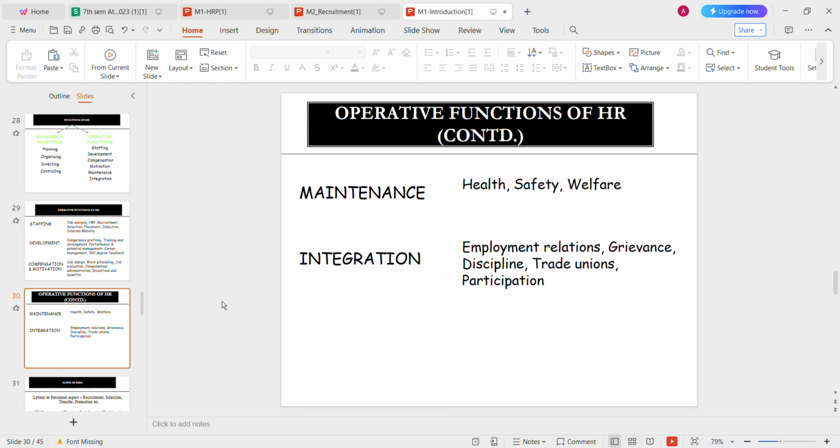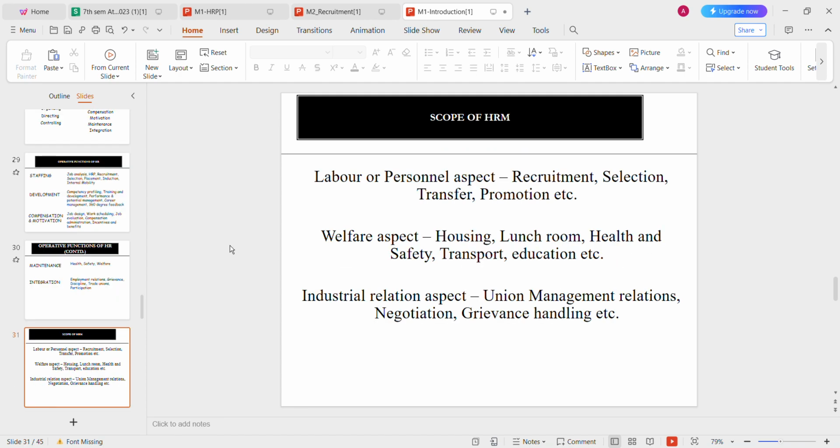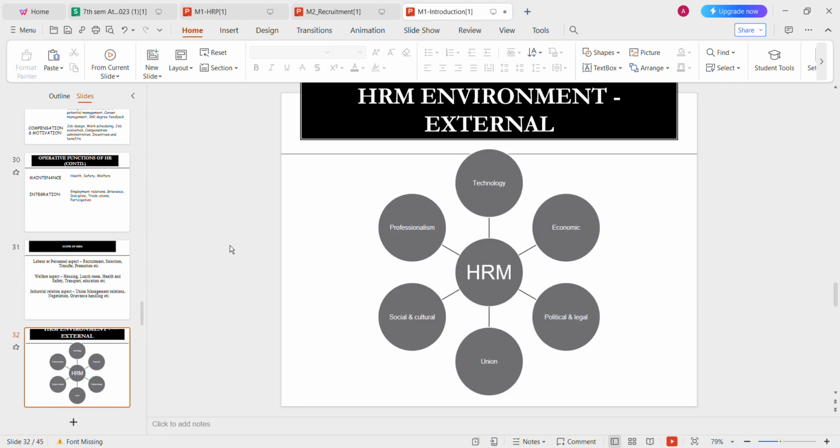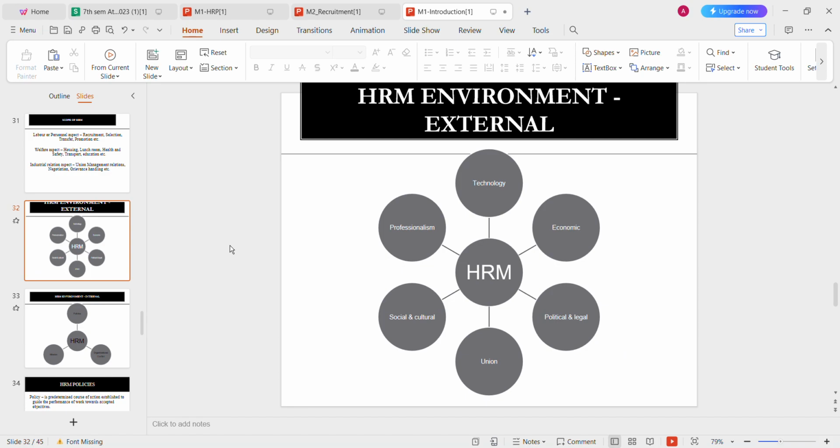Next, maintenance as well as integration. Even here HRM plays a very important role. Maintenance service is very important for them in the health, safety, and welfare categories. Next, there are employment relationships, grievance, discipline and all. The next, the scope of HRM, is the same thing. Next, the environment of HRM.